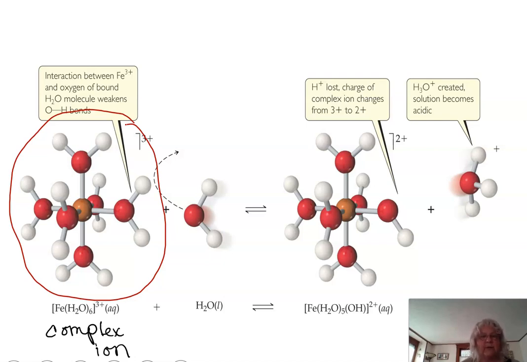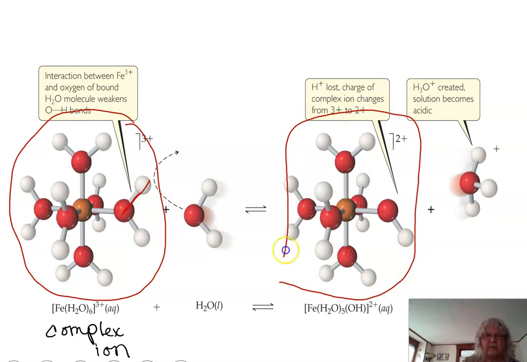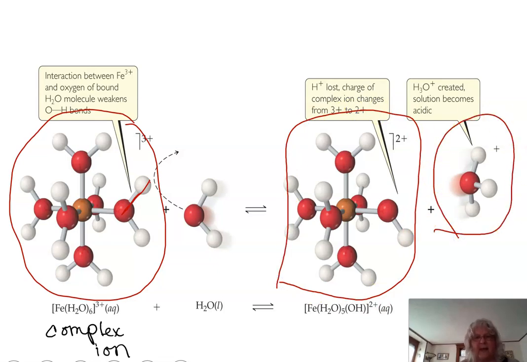So what happens is another water molecule comes close to that, all right, and this oxygen-hydrogen linkage is weakened, and so it pulls the hydrogen off of there and creates a hydronium ion. And what will happen is the iron ion will decrease in charge, so it'll go down to a +2, and I'll end up with an H3O+.